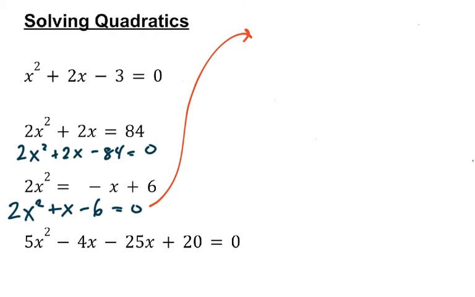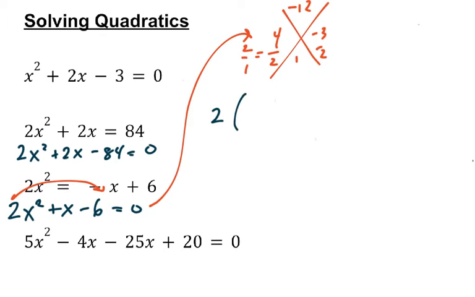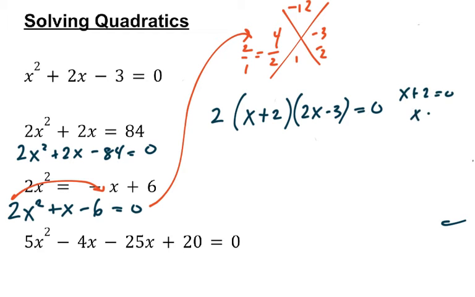Okay, so using the diamond method, I'm going to multiply 2 times the negative 6, so negative 12, and it adds to 1. That's 4, negative 3. And then I'm going to divide by 2, simplify these, and then this is my answer so far. I'm going to get 2 times x plus 2 and then 2x minus 3 is equal to 0. And again, this is where you have to set x plus 2 equals 0, which makes x equals negative 2. One solution, and then we have 2x minus 3 is equal to 0. And then we get x is equal to 3 halves.